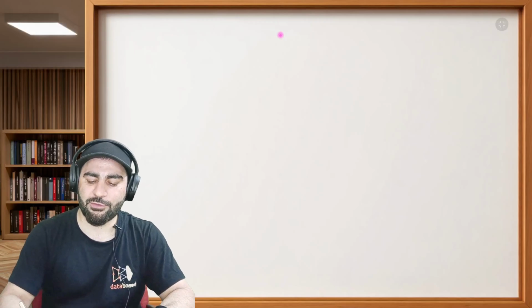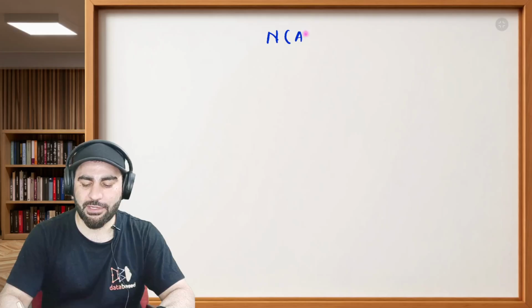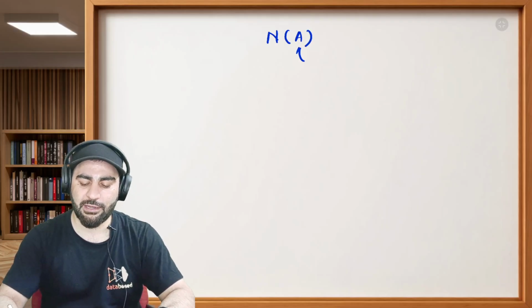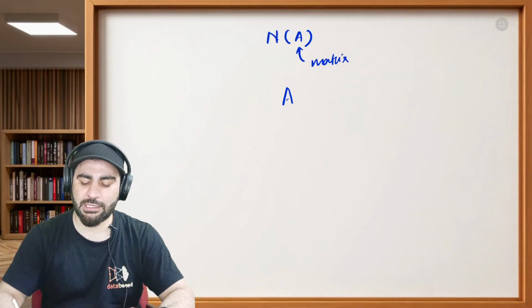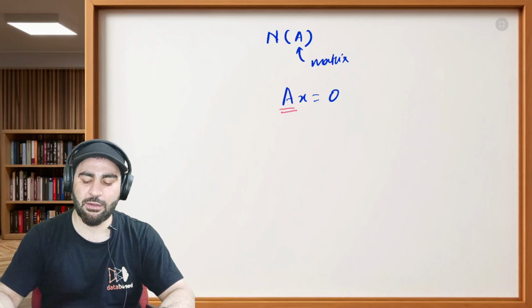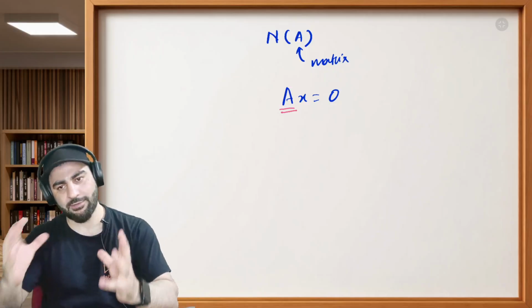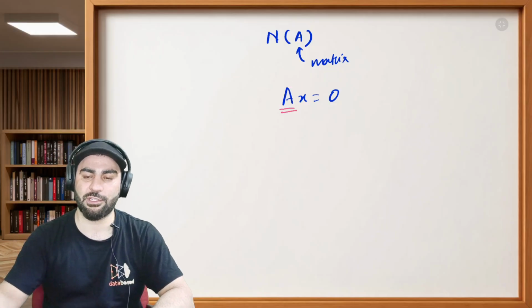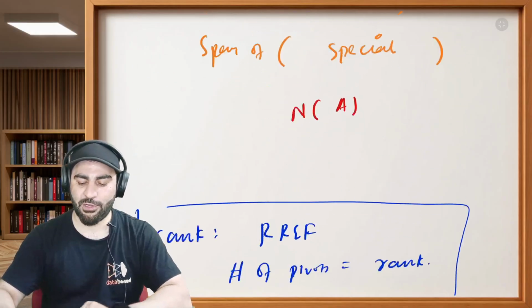So if you remember from the previous session, we were discussing the null space of a matrix. If there is a linear transformation A which is represented in matrix form, then the null space of A was the set of x such that Ax is equal to 0. All those vectors which A was taking to 0. That's how we define the null space, if you remember the previous lecture.